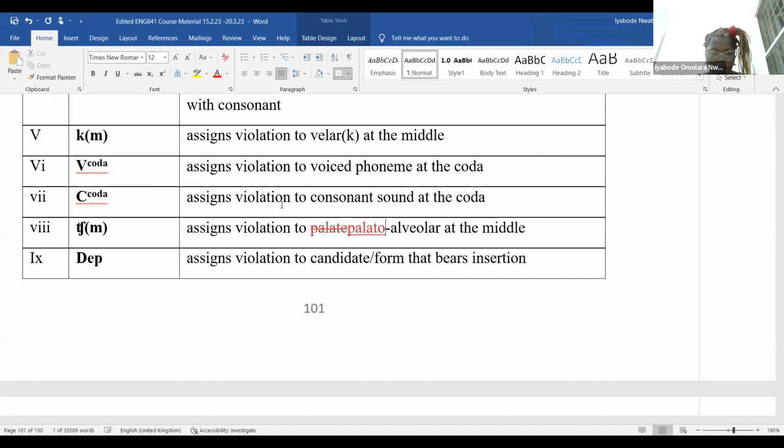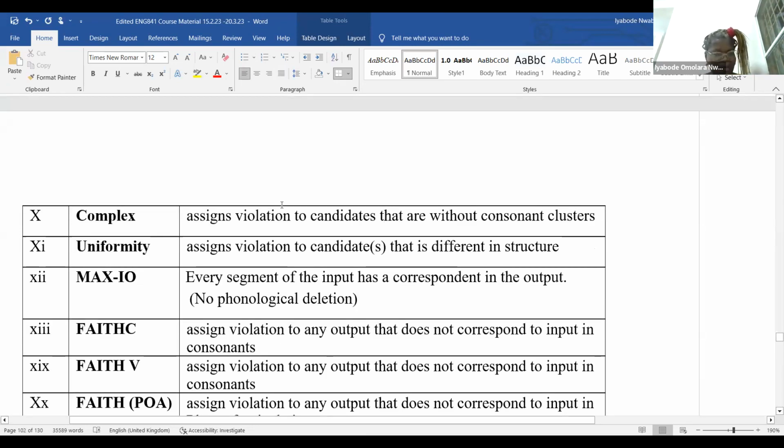Palatal alveolar, palatal alveolar at the middle. Then you have the DEP, which assigns a violation to a candidate or form that bears insertion. Then you see what I'm saying? This is the first family now. You see how many things are there.